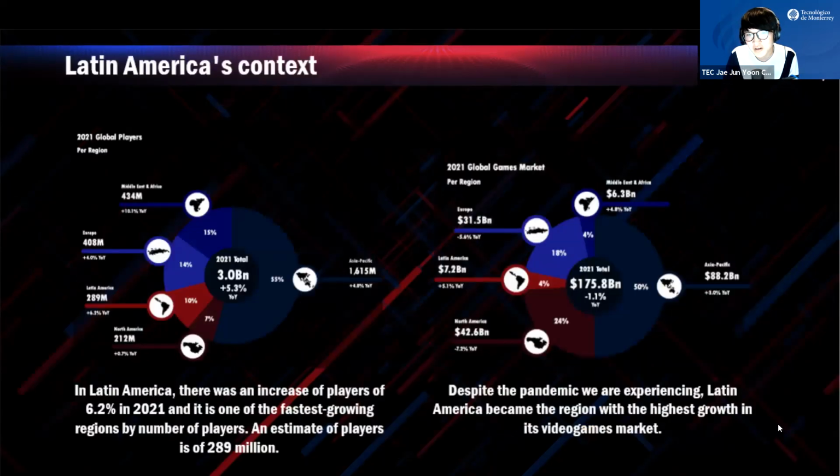Well, firstly, we're going to start by talking about Latin America. There are around 3 billion people that play video games, and 10% of all those players in the world are from Latin America, approximately 289 million. And there has been an increase of 6.2% in 2021. It is one of the fastest growing regions by number of players, as you can see in the graphs. And despite the pandemic, Latin America became the region with the highest growth in its video game market, as explained by the second graph that we have.